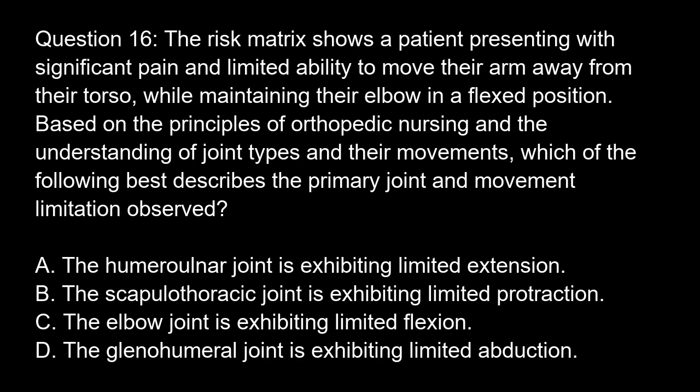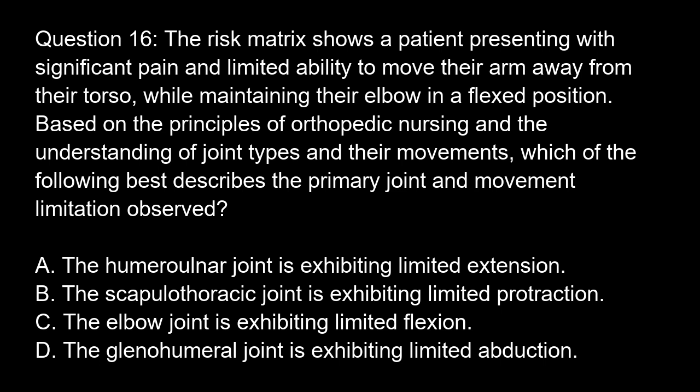Question 16. The risk matrix shows a patient presenting with significant pain and limited ability to move their arm away from their torso while maintaining their elbow in a flexed position. Based on the principles of orthopedic nursing and the understanding of joint types and their movements, which of the following best describes the primary joint and movement limitation observed?